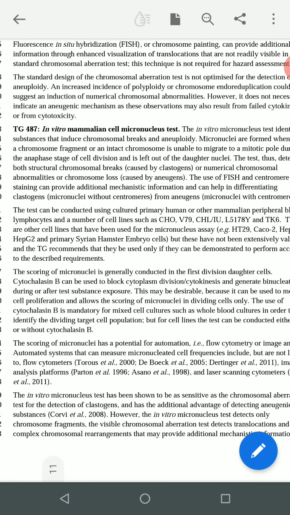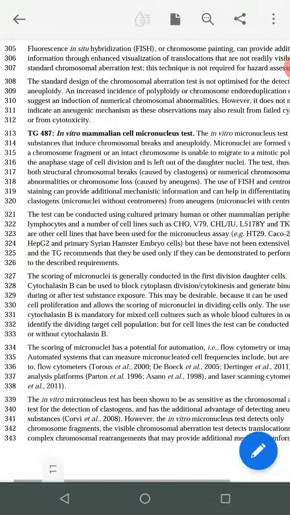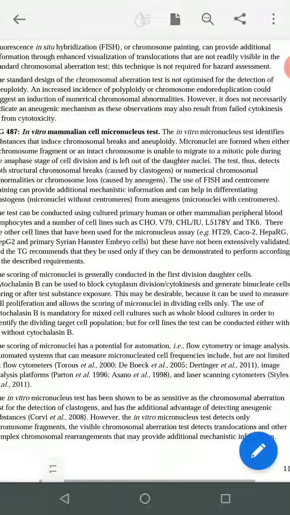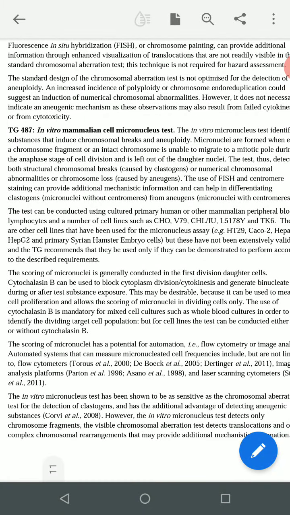Here the micronuclei are formed when either a chromosome fragment or an intact chromosome is unable to migrate to a mitotic fold during the anaphase stage of cell division and is left out of the daughter nuclei. It is not transferred to the daughter nuclei.